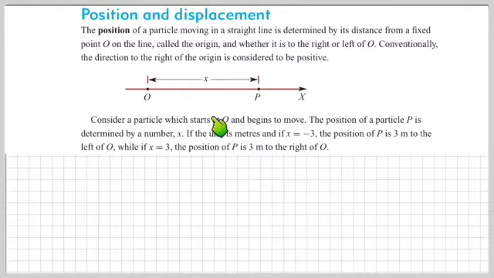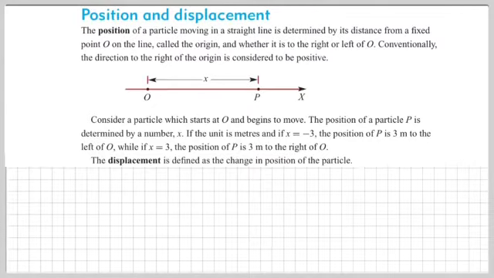If we consider a particle which starts at the origin and begins to move, then the position of the particle P is determined by the number x. If the unit is metres and x is minus 3, that means the position would be 3 metres to the left, while if x is plus 3, the position would be 3 units to the right. But you don't have to say left or right, we just say minus 3 or plus 3. That's its position relative to the origin. If it moved 3 units to the right, it would move plus 3 metres, or if it moved 5 units to the left, it would be negative 5 metres travelled.